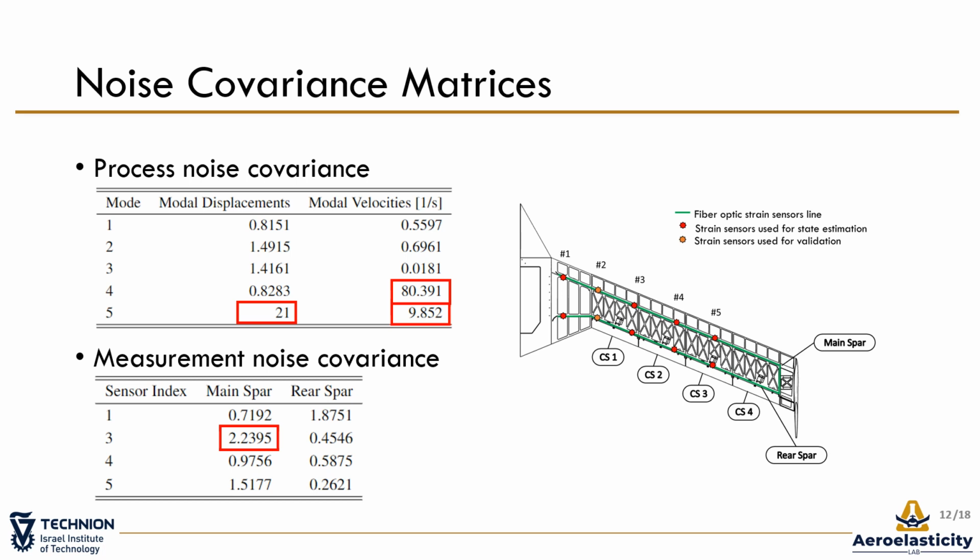Similarly, the Kalman state estimator will rely in a reduced manner on sensor number 3 at the main spar in the corrector phase. The locations of the sensing points used as input are marked in red on the drawing on the right. Sensing point number 2, marked in orange, is the validation point in the next few slides.